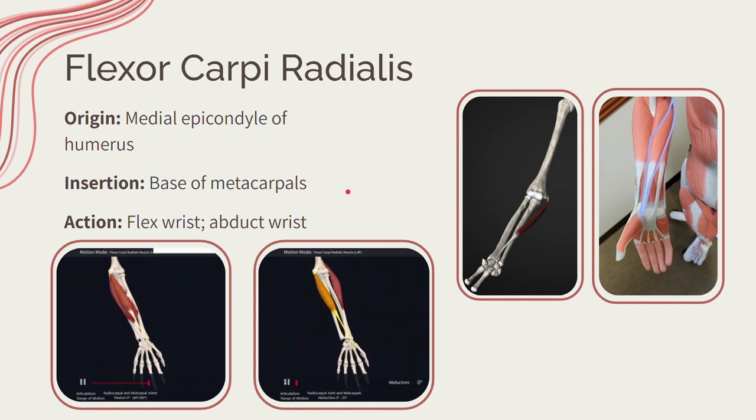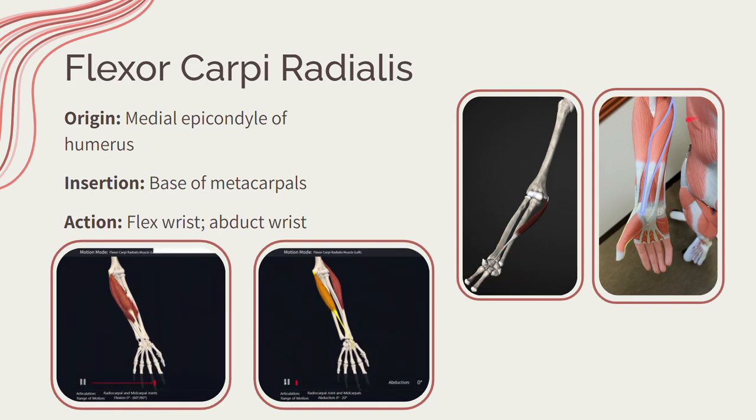Okay, next we have the flexor carpi radialis. For the flexor carpi radialis, its origin is on the medial epicondyle of the humerus. Over here you can see that it's attached to the medial epicondyle, because this would be the medial side, and then here you can see the condyle, but it's right above it, so it'd be the medial epicondyle. And then its insertion is on the base of the metacarpals. You can see the metacarpals right here.